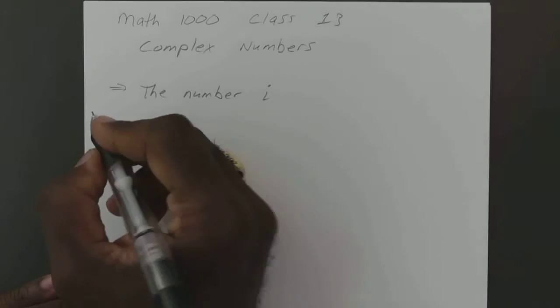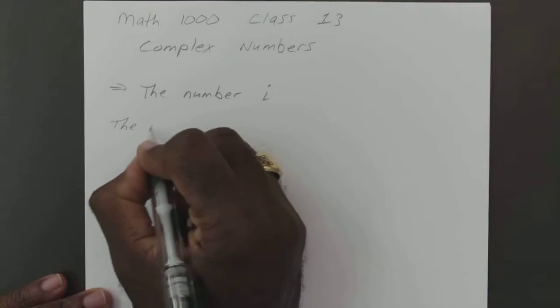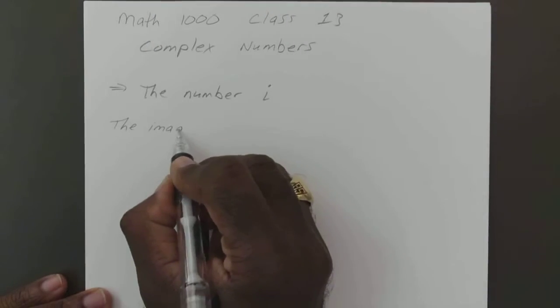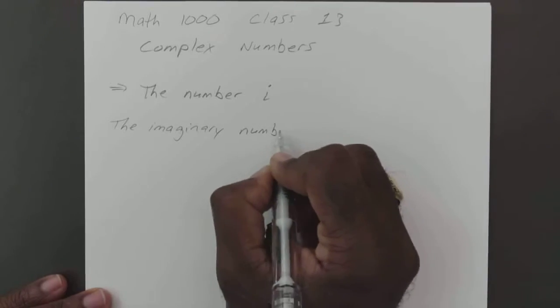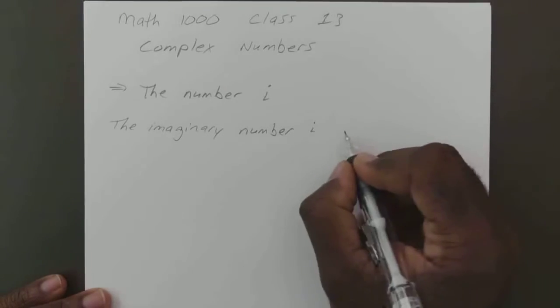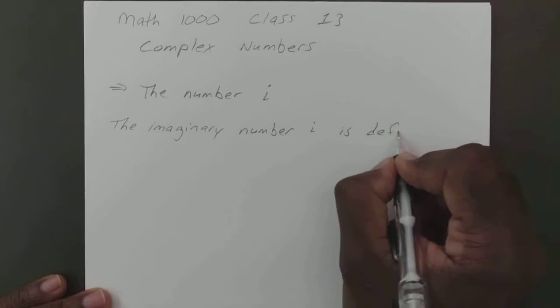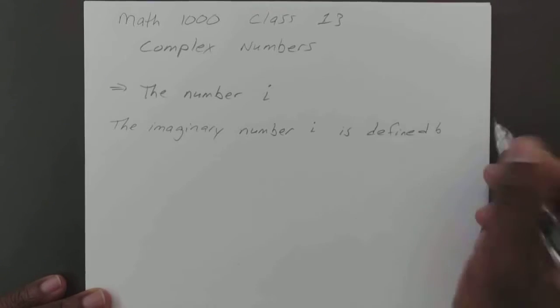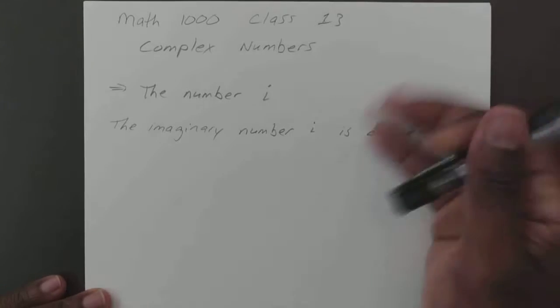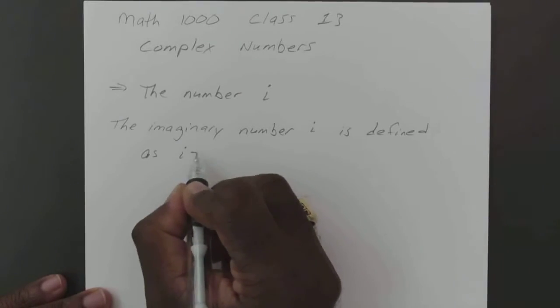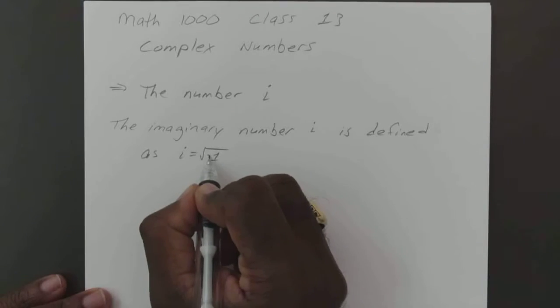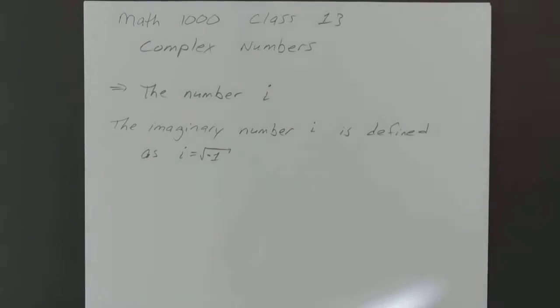Okay, so the imaginary number I is defined, well, not by, but as I equals the square root of -1.